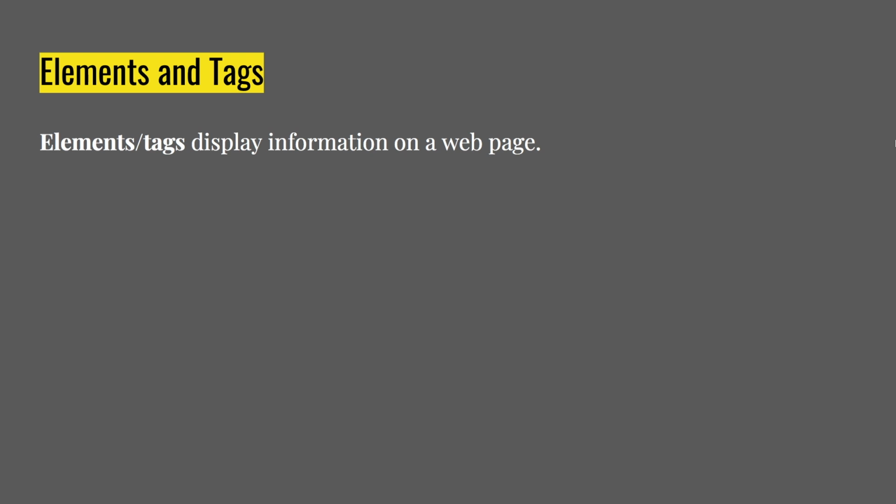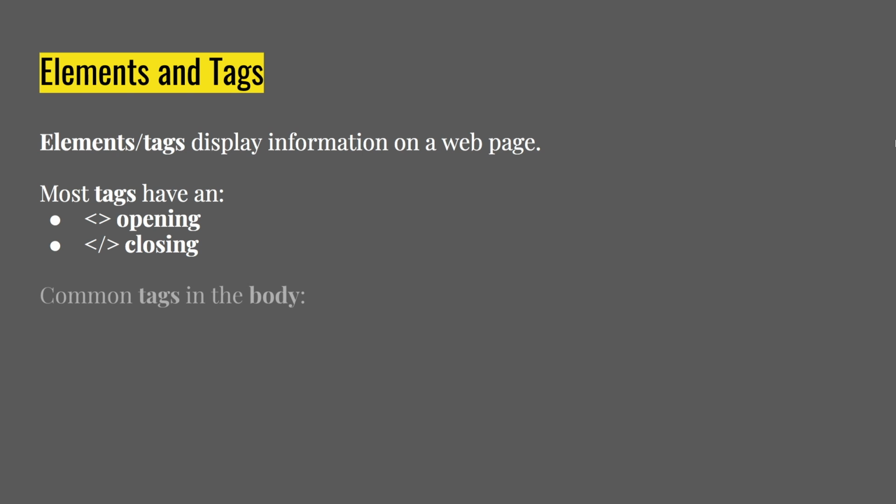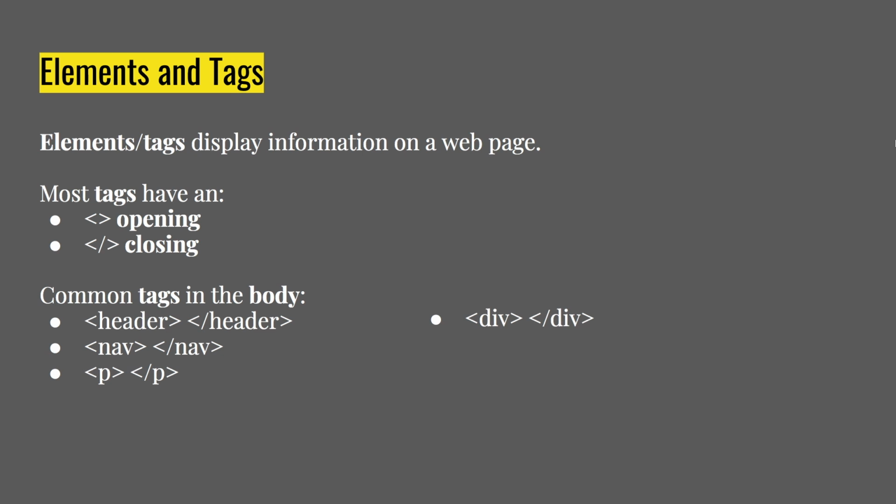Elements and tags help display information on a web page. Most tags have an opening tag and a closing tag. And common tags in the body, the ones that we're going to be working with, will be our header tag, which is different from the head. This is actually a tag called the header tag. A nav tag, a paragraph tag, a div tag, heading tag, and the footer tag. And just a reminder, these are your tags. And once you have content in between it, then the whole entire thing is the element. Okay?